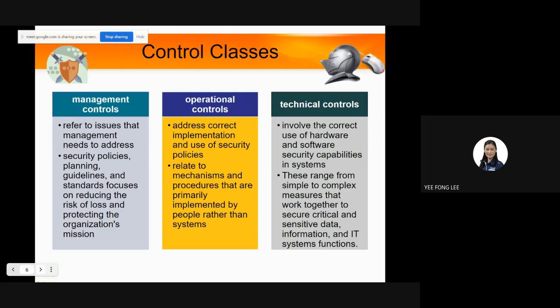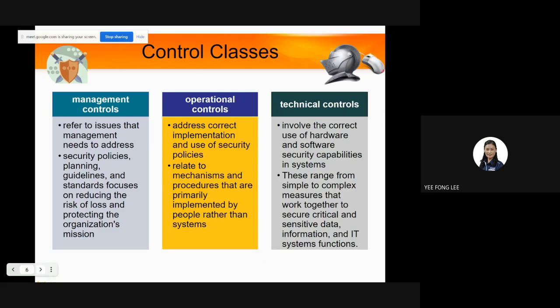First of all, management control. Management control will focus on security policies, planning, guidelines, and standards that might influence the selection of operational and technical controls to reduce the risk of loss and to protect the organization's mission. So this control refers to issues that management needs to address. Okay, specifically pointing to those issues that management has to address. Second, operational control.